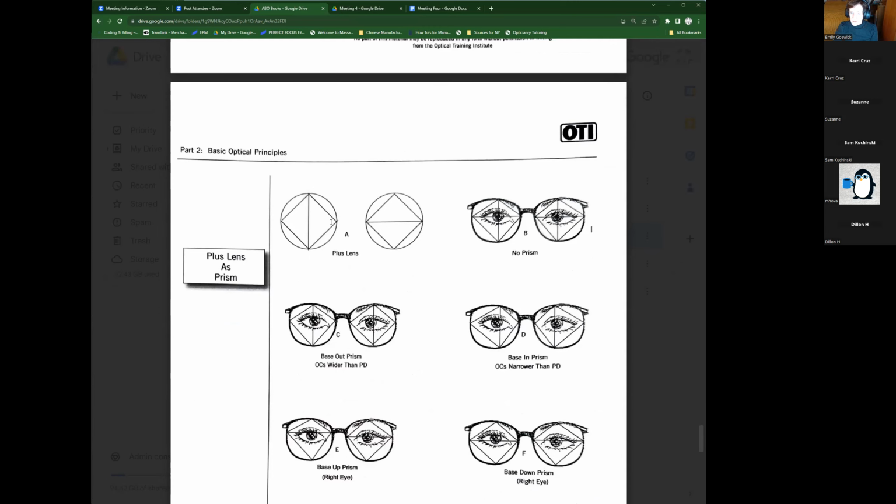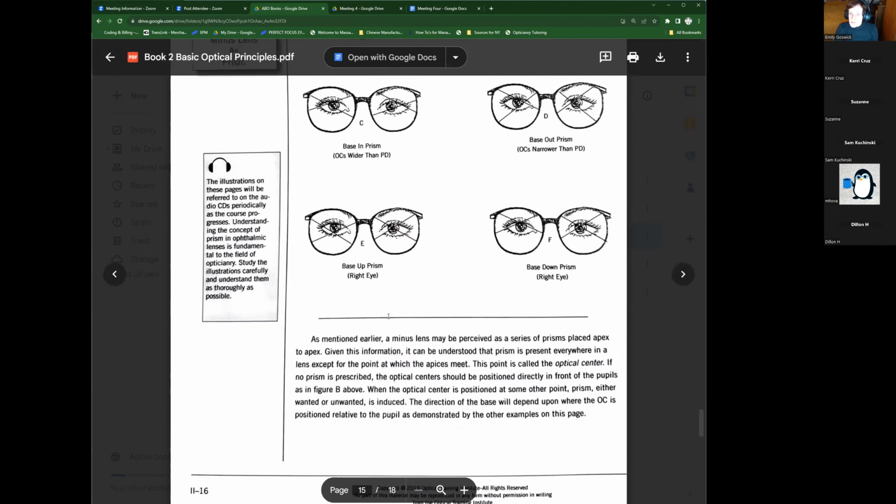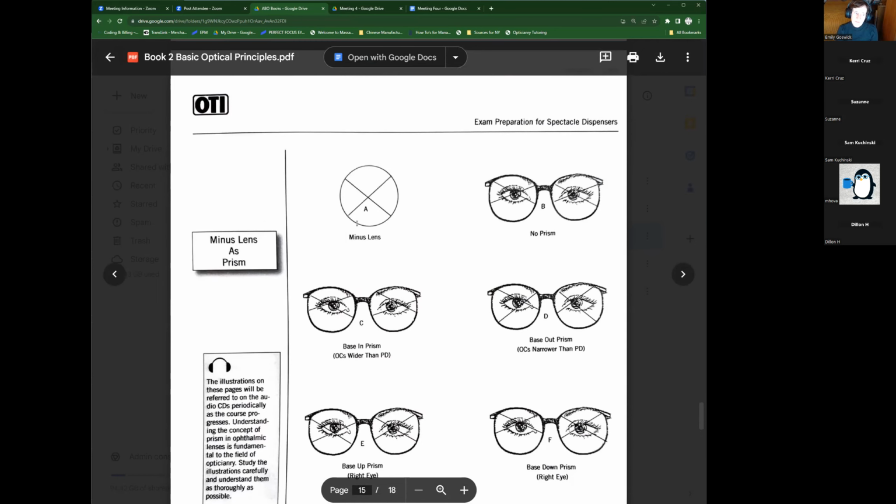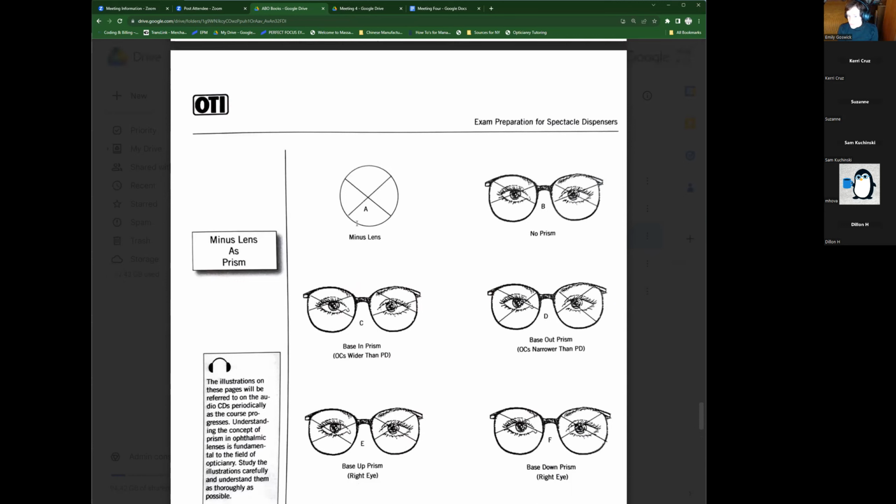Okay, so we have it going horizontally, and then we have it going vertically for the plus lenses. So it depends on the direction of the prism, but it's really important that you identify this as prisms, because that's critical for figuring out which direction the prism is induced in, which is basically what a lot of this is all about.